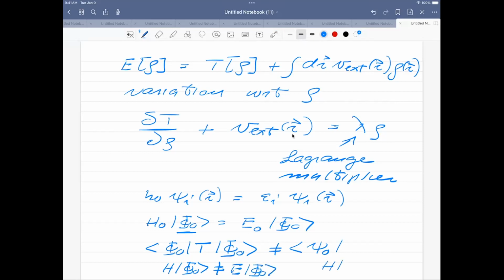Whereas when I have now H times psi 0, that is the same as E times psi 0. So that's the exact energy. So if I calculate these two quantities, they will give different results. Okay, so that sounds obvious, right? Which means also that if I have the exact density, that density will obviously give me a kinetic energy, which depends on density, which is different from the kinetic energy coming from the density defined by this quantity here.